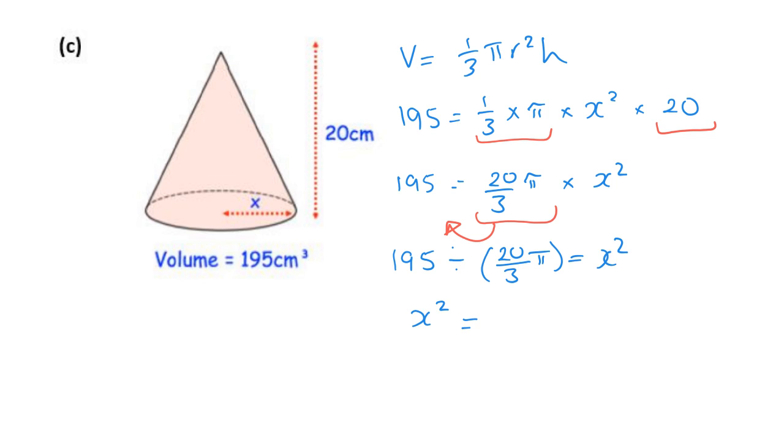So we're going to do that on our calculators. So it's 195 divided by 20 over 3 pi, and we get 9.311. And then to get x, we take the square root of that, and we get 3.05, so 3.1 to 1 decimal place, and again it's a length, and it'll be centimeters.